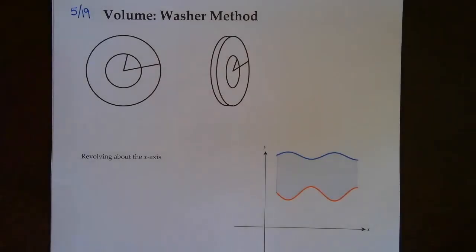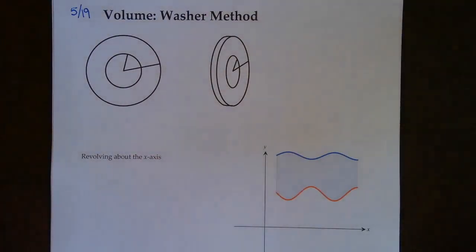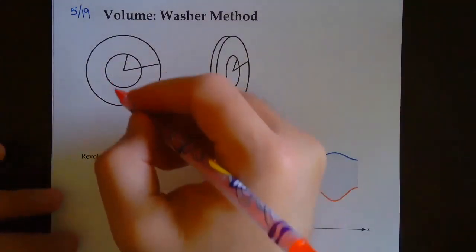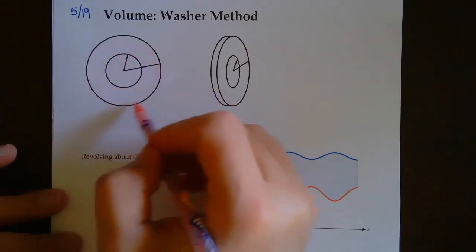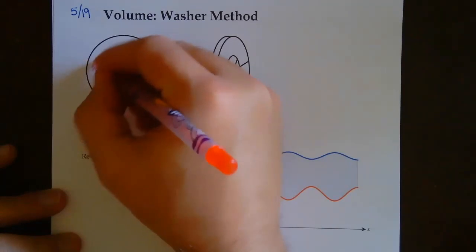Today is May 19th, and what we're going to do is find the volume using the washer method. Yesterday we did the disk method, and today we're going to do the washer method. I want to do some coloring here. So this is a washer, and I'm going to shade it and color it in so you can see it better.